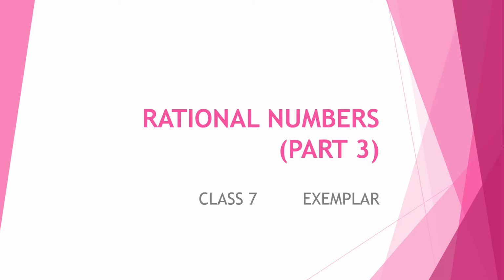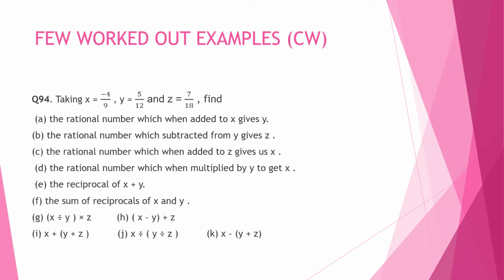By now, I hope you have an idea of what rational numbers are. We have solved a few sums on rational numbers based on their properties. So now let's come to Part 3 of the chapter Rational Numbers. We start with question number 94.